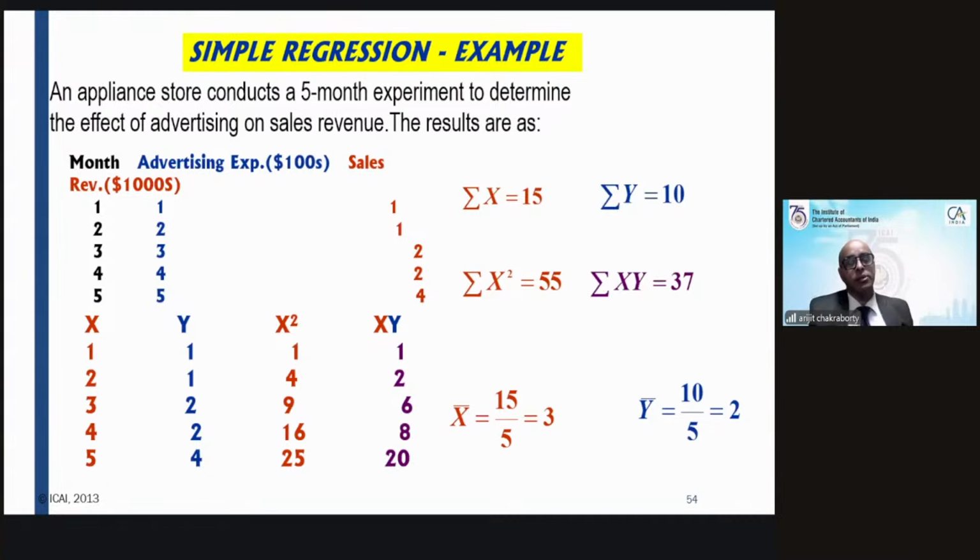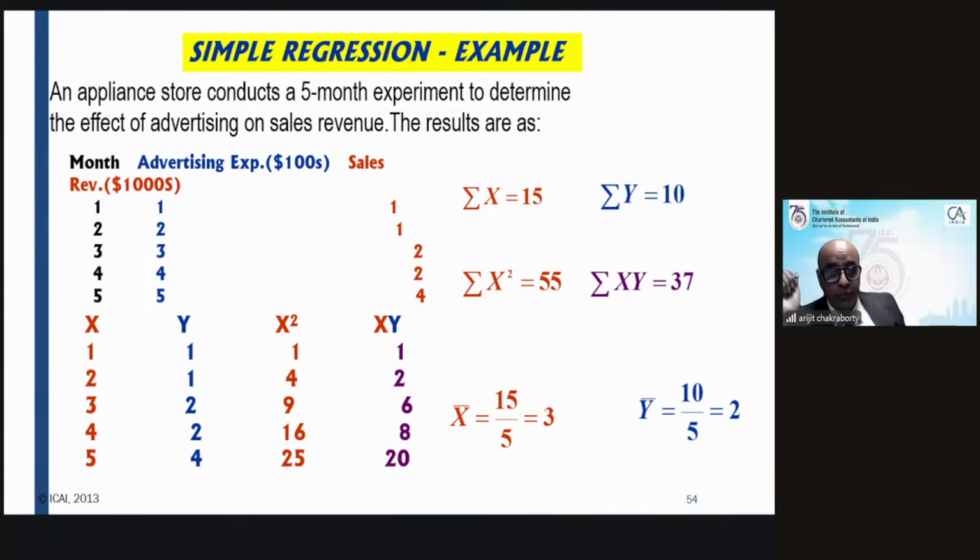Let us see one example. An appliance store conducts a 5-month experiment to determine the effect of advertisement on sales. So the advertisement figure is given. There are 5 months, that is, n is 5. Advertising expenses are shown, revenue is shown, and revenue, of course, is shown in terms of X, and advertising expenses in terms of Y. So sigma X we have found out, that is, the total revenue of the 5 months.